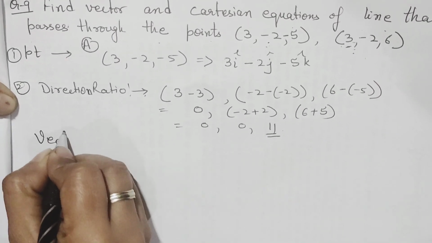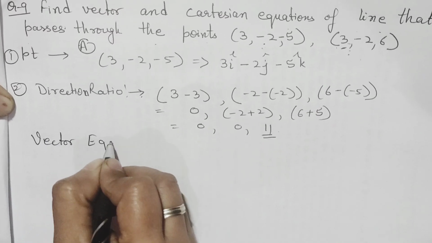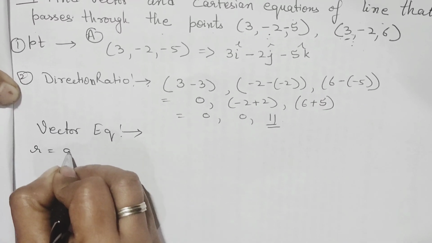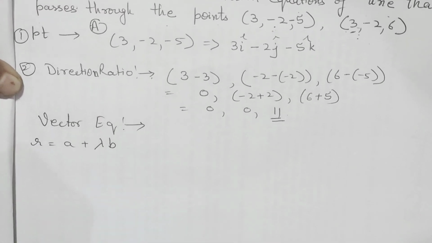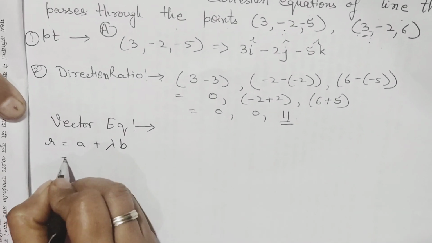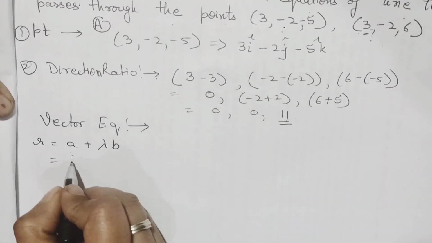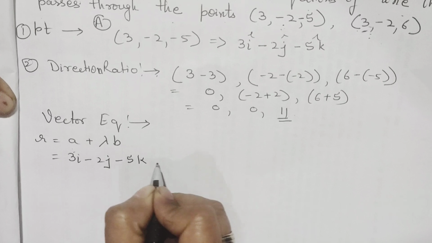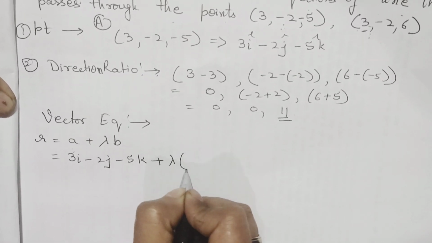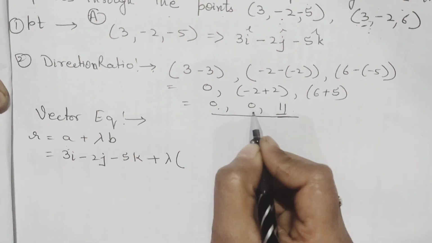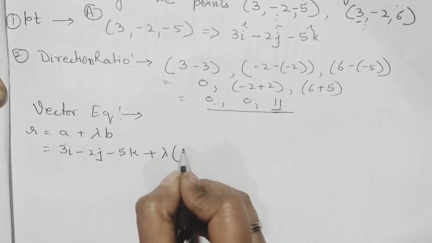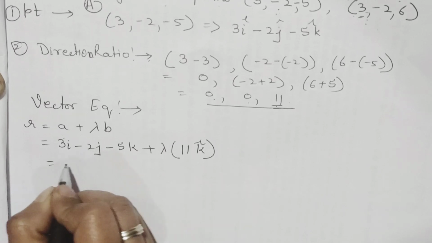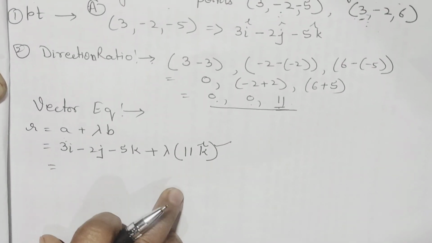Now the vector equation. From here, the vector equation is r equals a plus lambda b. The value of a is 3i minus 2j minus 5k. Now put the sign of lambda in place of b, where this is 0, this is 0, this is 11, so 11k. So this is our required vector equation.